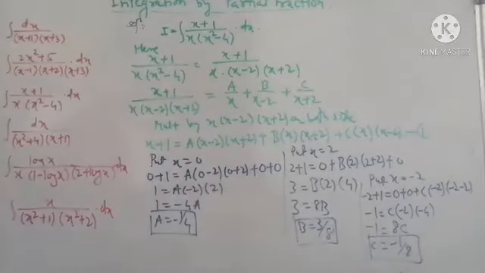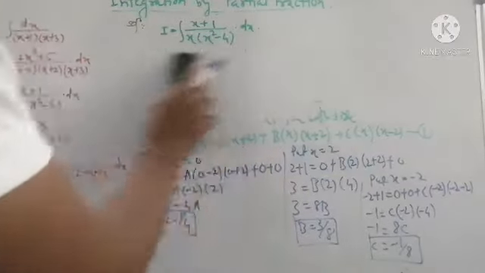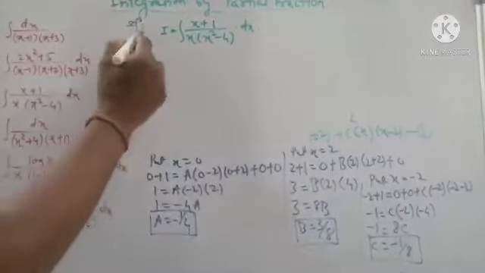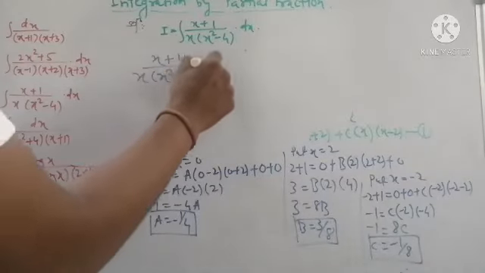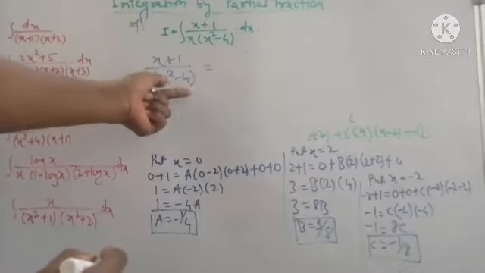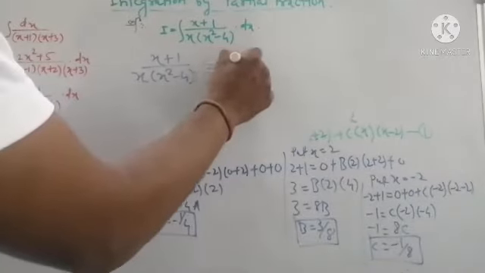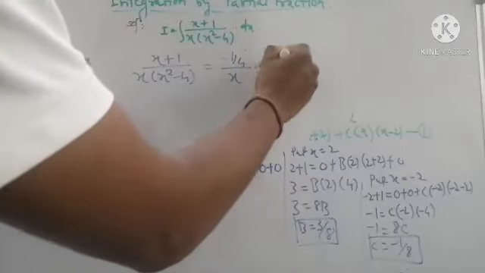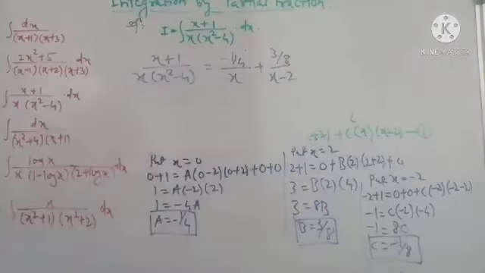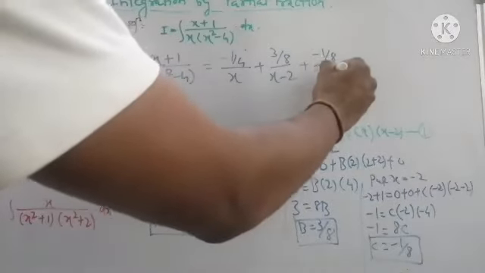Now using these constants, we rewrite the required partial fraction. The given fraction was x plus 1 divided by x into x square minus 4, in which we have a quadratic factor which is again factorized into two linear factors. So we get three partials. In the first partial we have the constant minus 1 by 4 with linear factor x. In the second partial, constant 3 by 8 divided by the second linear factor x minus 2, and plus the third constant minus 1 by 8 with linear factor x plus 2.